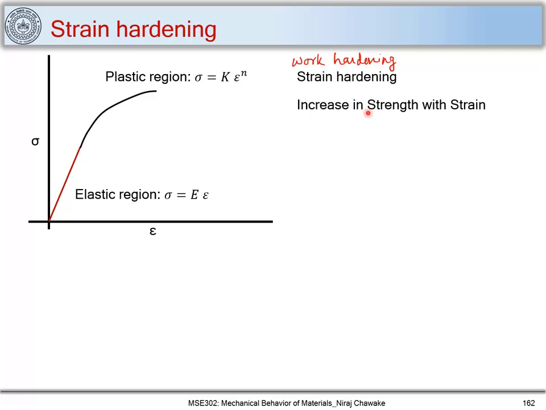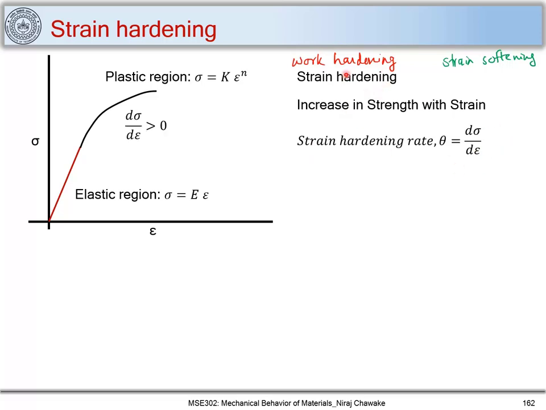There is something called strain softening also, let me write it down. With increase in plastic strain, there will be a decrease in the strength of a material. That is called strain softening. Here we are looking at why strain hardening occurs when we go on increasing the plastic strain on a material. We have defined the strain hardening rate, theta, equal to d sigma upon d epsilon. That is a measure of strain hardening in a material.